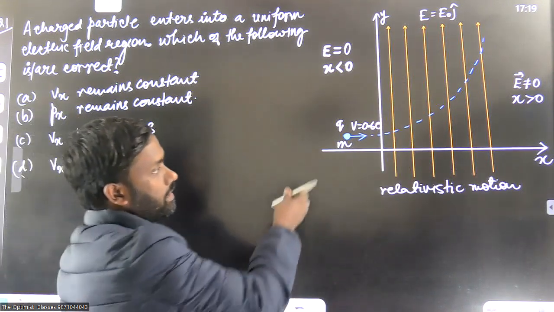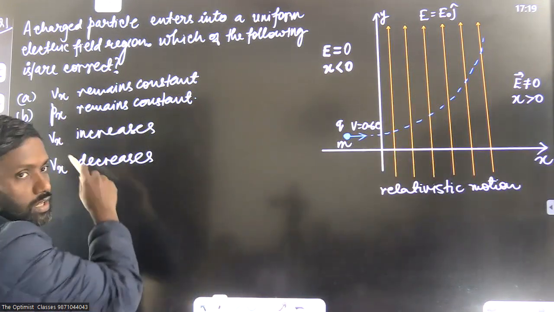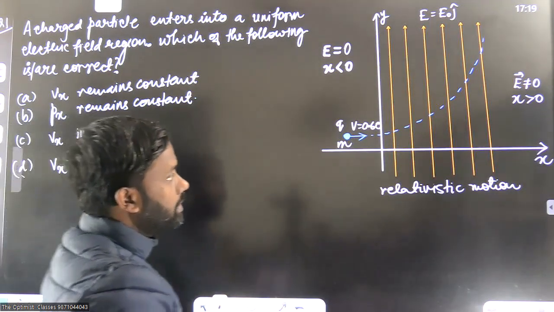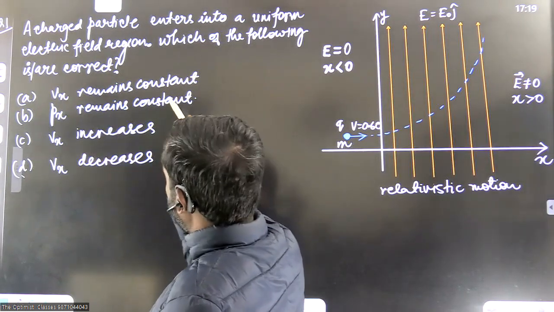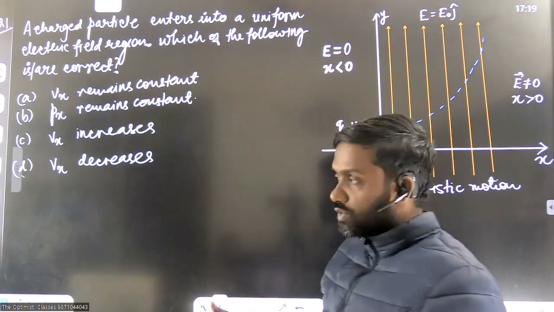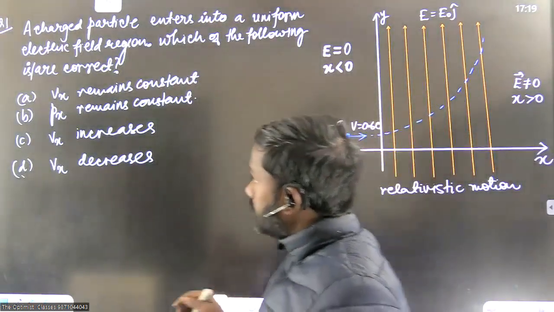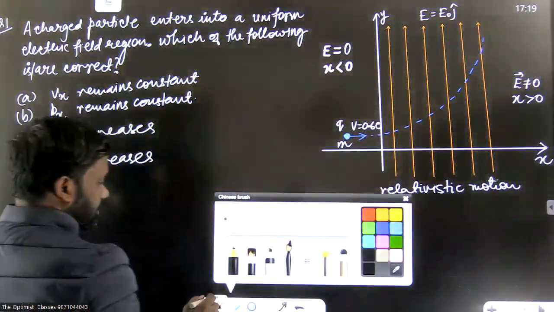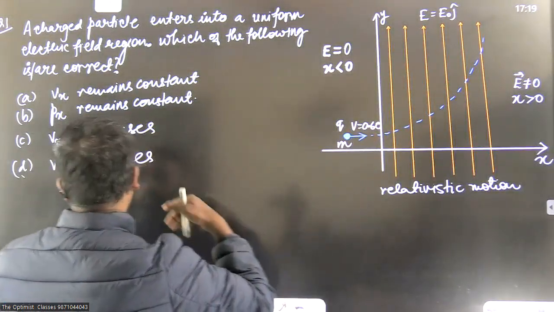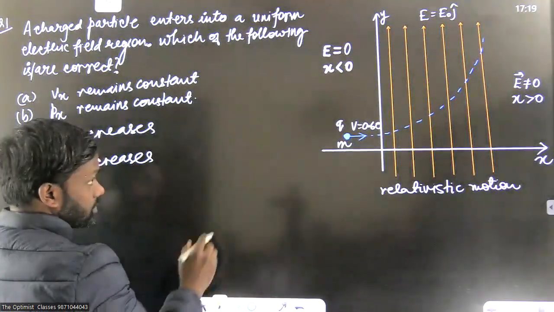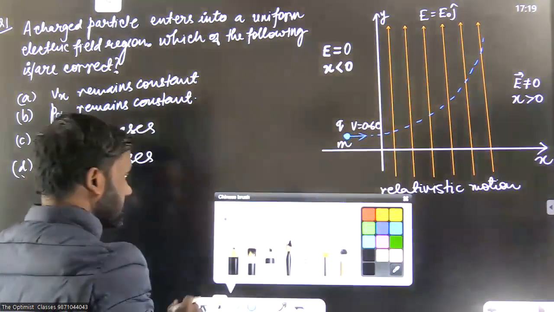So the question is, as it moves in the electric field, how will its x component of velocity and x component of momentum change? The options say that the x component of velocity remains constant or the x component of momentum remains constant. This is a somewhat tricky question. If you apply Newton's laws of motion, assuming that mass is constant, then you will get the wrong answer. Actually, in this case, velocity is high, so mass will change with velocity. As the particle moves, its velocity is going to change, so mass will also change.